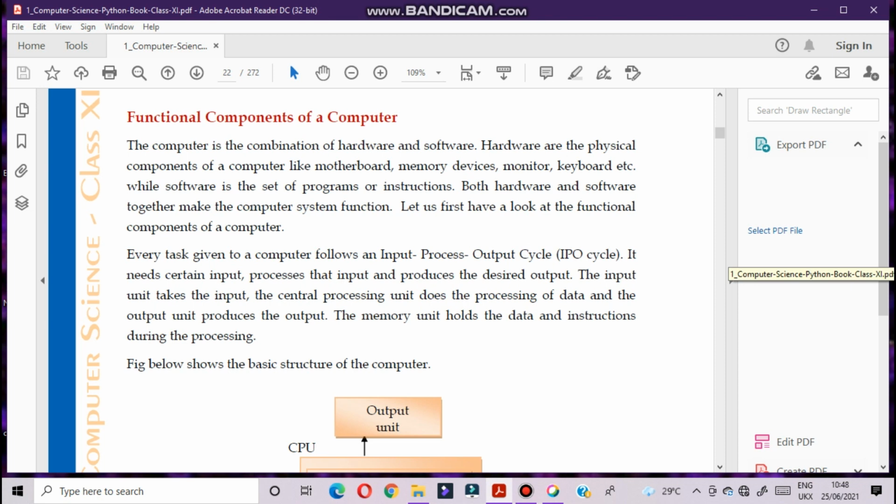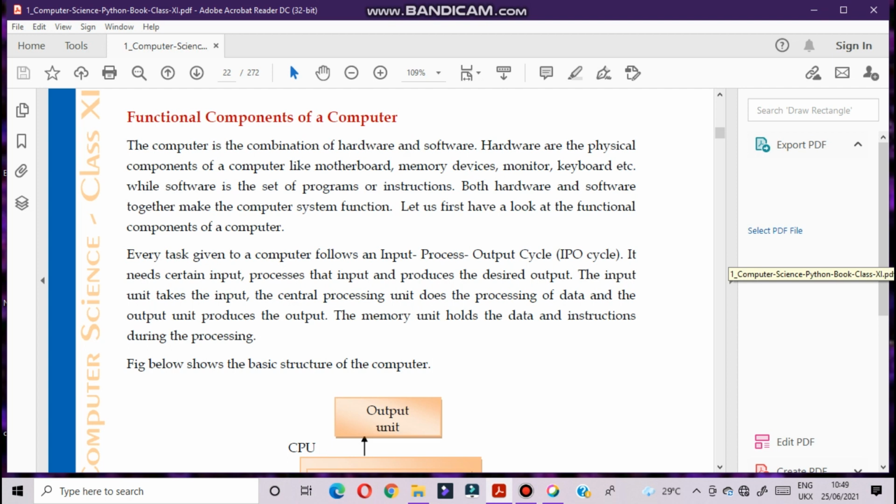So students, you know very well the computer is the combination of hardware and software. Hardware are the physical components or parts of a computer like motherboard, memory devices, monitor, keyboard, etc. While software is the set of programs or instructions. Both hardware and software together make the computer system function. So what is hardware? Hardware are the physical parts of a computer. And what is software? Software is the set of programs or instructions.